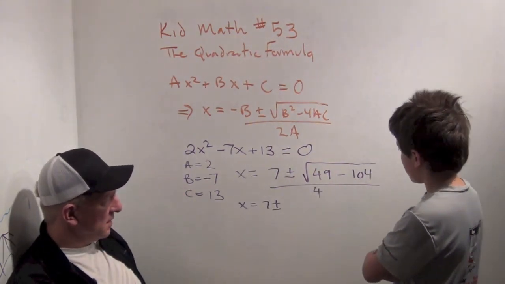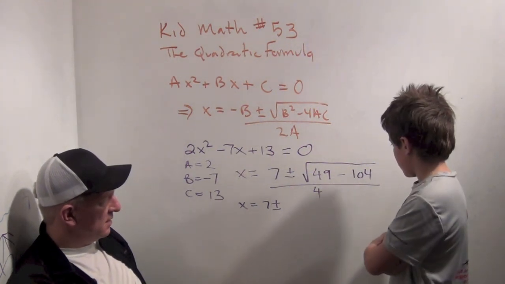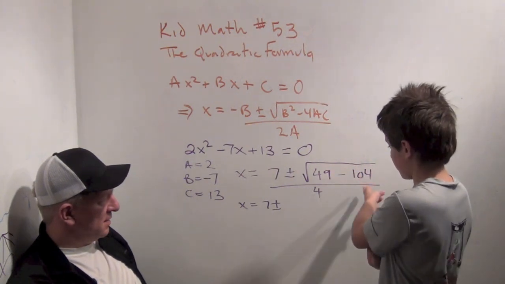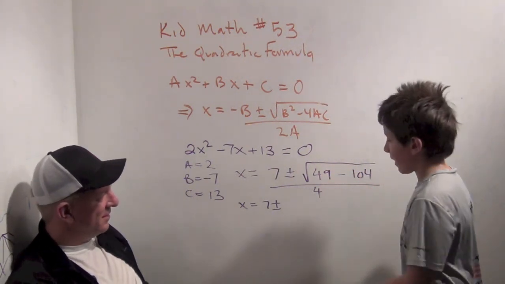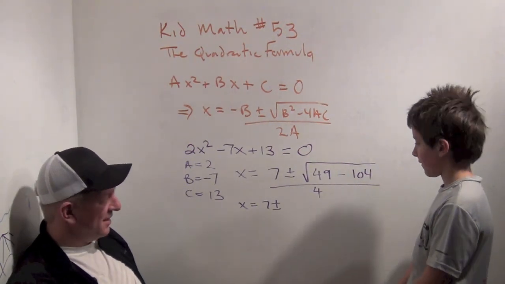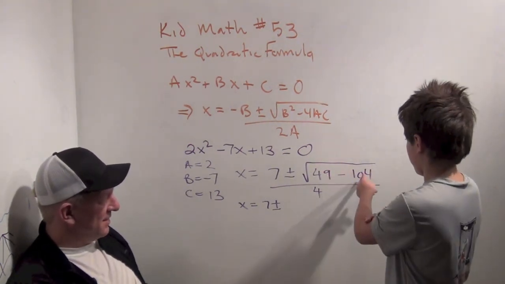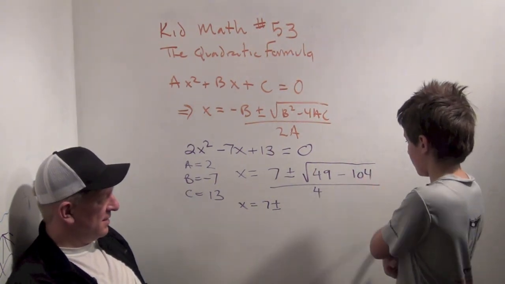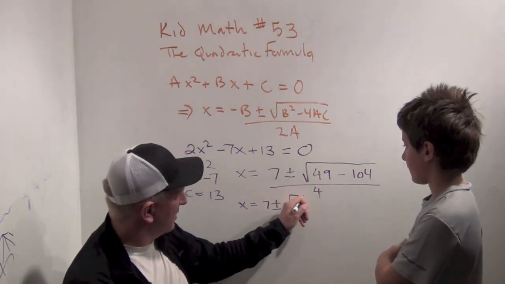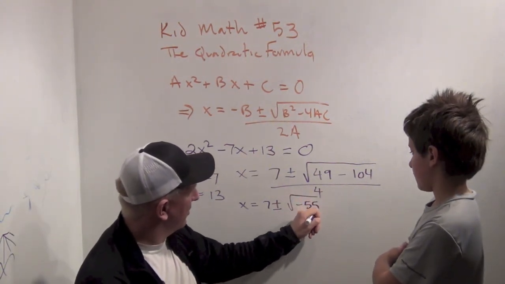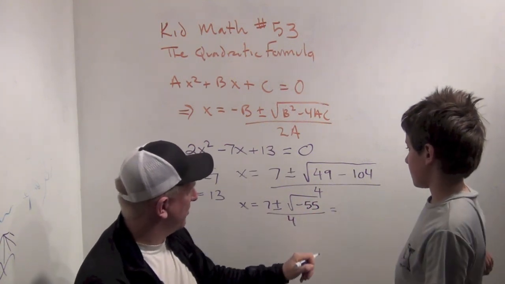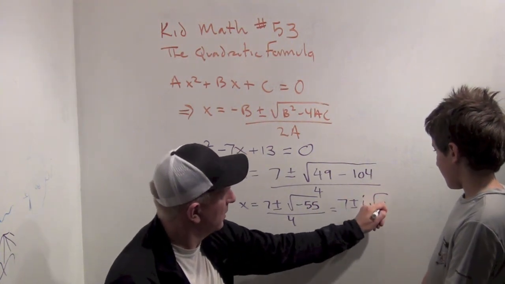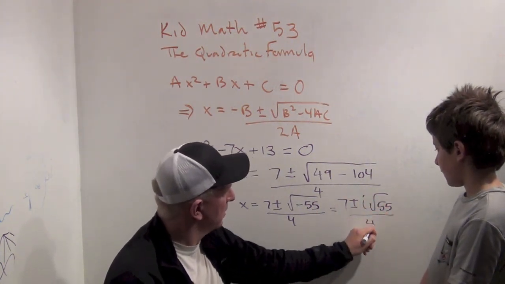Well, let's see. I have a cool way just for doing this part. Okay, what is it? I do 104 minus 49 and I take the negative. Yeah, that is a pretty cool way to do it. So we have 104 minus 49, which is 55, so minus 55. Okay, 7 plus or minus the square root of minus 55 over 4, which simplifies to be what? 7 plus or minus i times the square root of 55, over 4. So that's pretty neat.